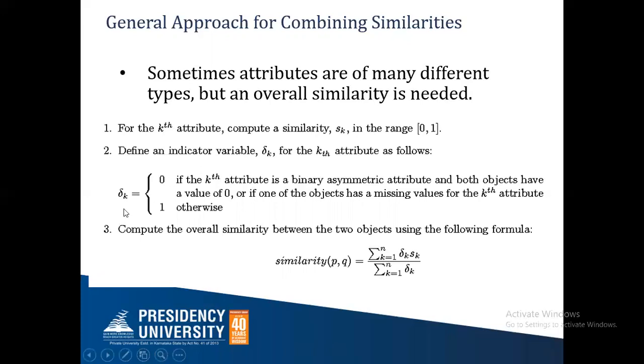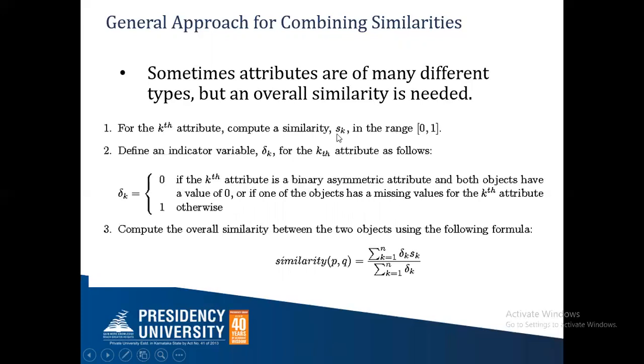So delta of k will be equal to 0 if, for the kth attribute in the binary symmetric attribute, both have the 0 value. So the x and y coordinates are both 0. The binary values, if we take p and q, both the values are zeros. In such a case, delta k will be 0. Or if one of the values is missing, then also delta k we can take as 0. In any other case, delta k will be equal to 1.